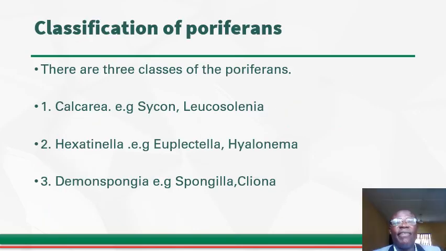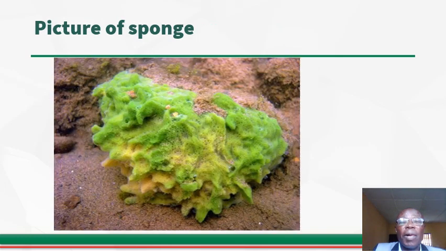Then how do we classify the poriferans? We classify them into three classes. The Calcarea, examples are Sycon and Leucosolenia. We have Hexactinellida, examples are Euplectella and Hyalonema. Then we have Demospongiae, examples are Spongilla and Clathria.